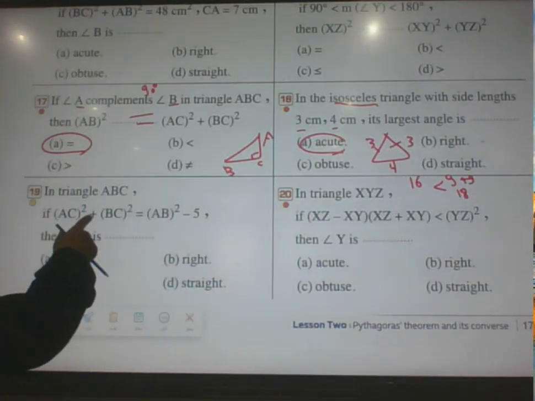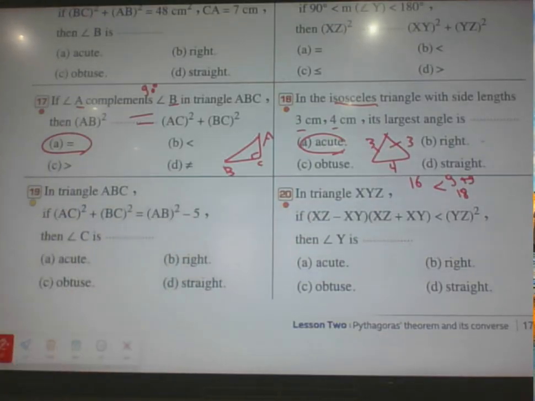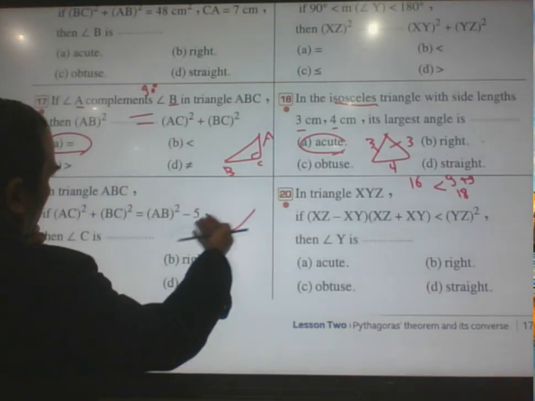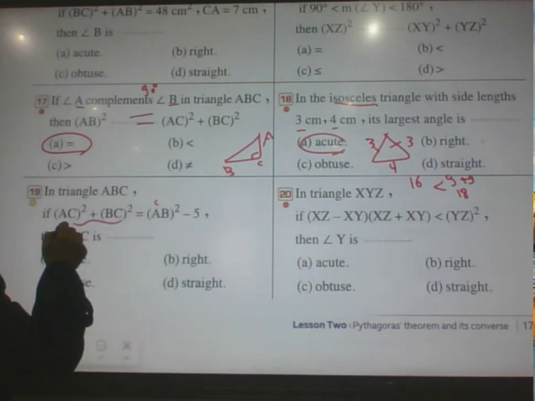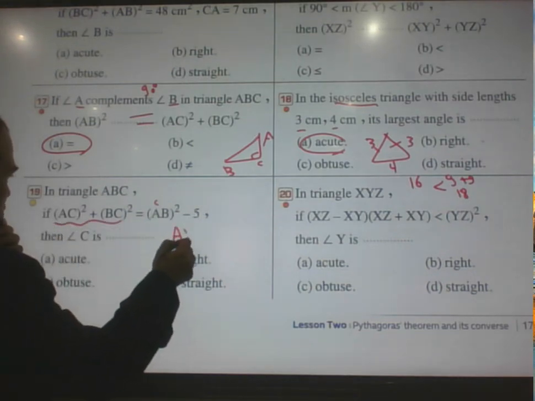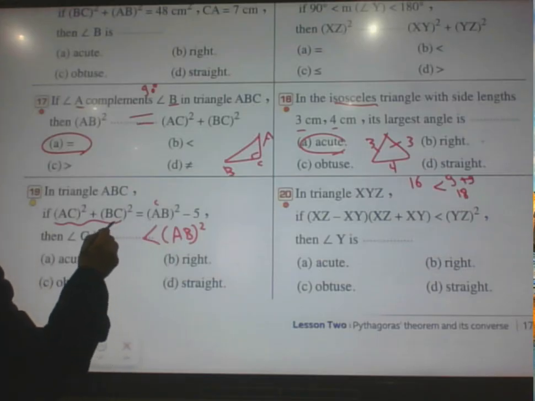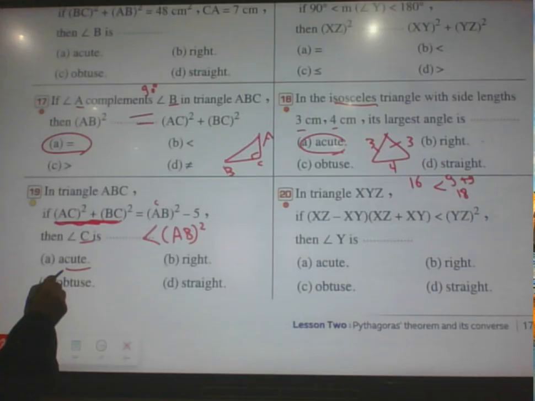In triangle ABC, AC power 2 plus BC power 2 equals AB power 2 minus 5. What is the measure of angle C here? Who can tell me? It means the obtuse angle triangle, because AB power 2 will be greater than the summation of the squares of the two other sides. Then angle C will be an obtuse angle.